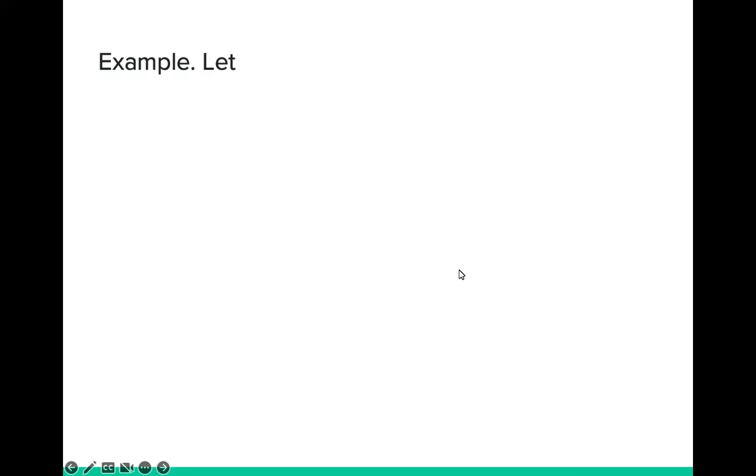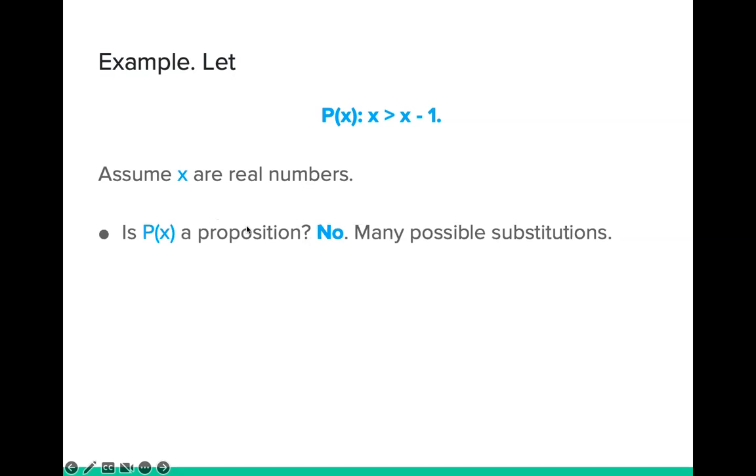For this video, we are going to have more examples on universal quantification. Suppose we have the statement P of x such that x is greater than x minus 1, assuming that x are real numbers. In other words, the domain of x is the set of all real numbers. So can we say that P of x is a proposition?